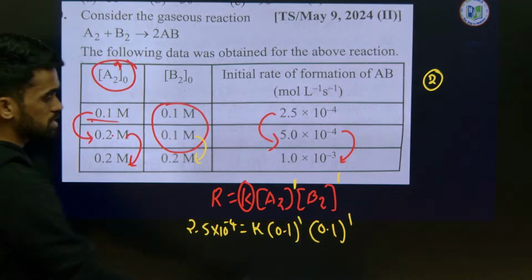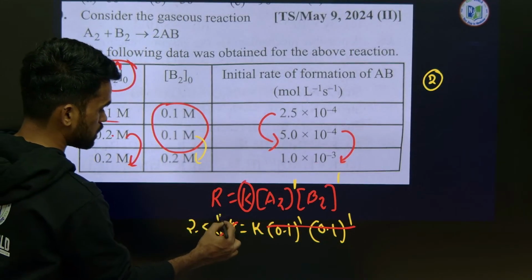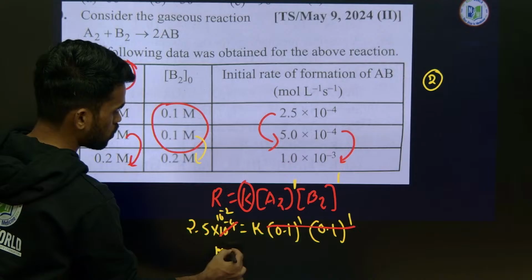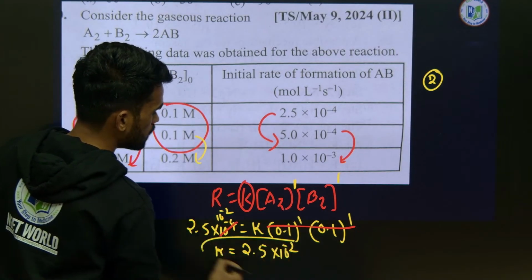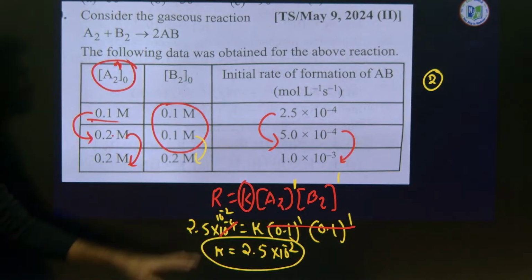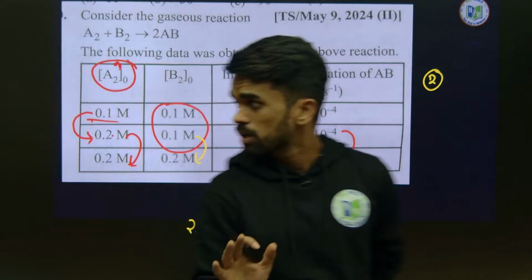Okay, so this is 10 power minus 2. Here also 10 power minus 4 is there. You can just write as 10 power minus 2. That's it. K you got it as 2.5 into 10 power minus 2. So this is the value of rate constant for this particular reaction. Hope you got this clearly, I hope.